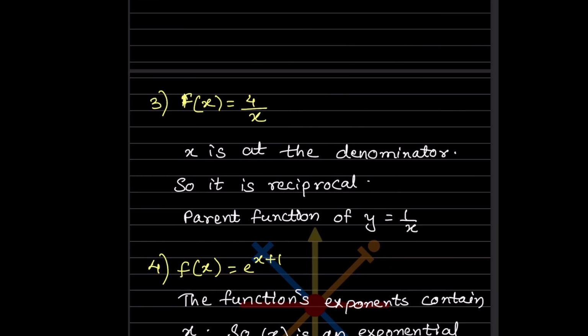Now let us see f of x is 4 by x. In the denominator you can see that is x. Whenever somebody asks you what is the reciprocal of 4, we say 1 by 4. So this is a reciprocal function, and the parent function is going to be y is 1 by x.